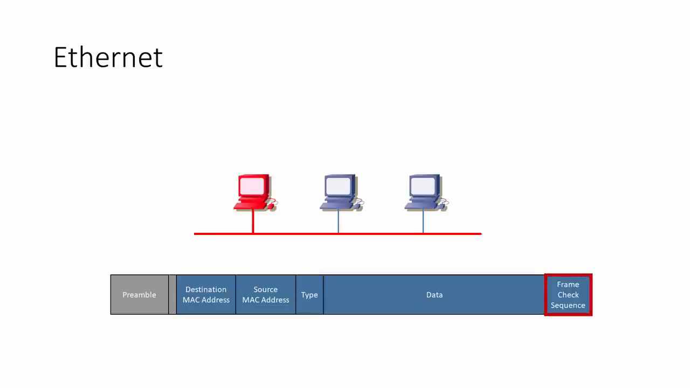And the final part of the frame is a 4-byte frame check sequence. This is a number that's calculated by applying a mathematical formula to the frame contents, the so-called cyclic redundancy check. This calculation can be done again by the receiving device, and if the result isn't the same, it's an indication that the data has been corrupted somehow.